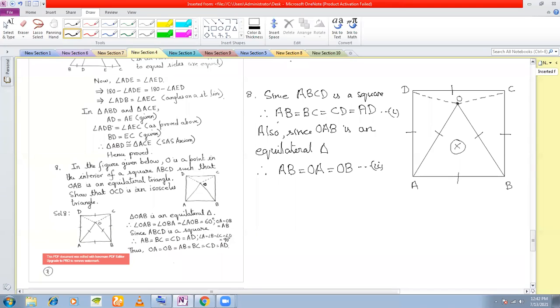So from these two, what do you see? AB is equal to all these. So therefore, what can you write? Therefore, AB is equal to OA is equal to OB is equal to BC is equal to CD is equal to AD. All these 6 lines I have marked, so all these are equal. Okay, so once I know that these lengths are equal, now we shall start.